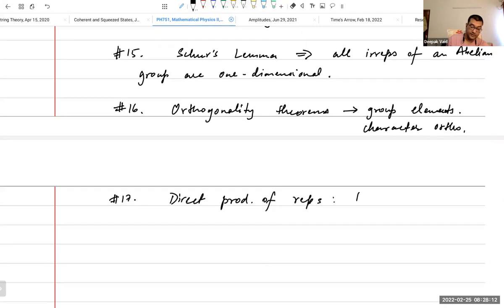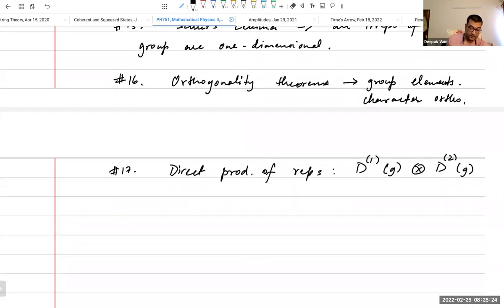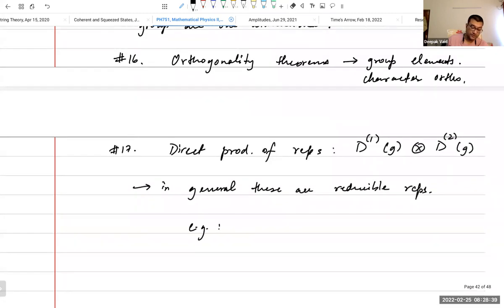So this means that if you have two different representations, let's say D1(G) and D2(G) of a group, you can take the tensor product to give you another third representation. But in general, these will give you reducible representations. As an example, the one I illustrated earlier: if you take two spin 1/2 particles, you can take the tensor product of the two representations, and the result can be written as the direct sum of a spin zero representation and a spin one representation.